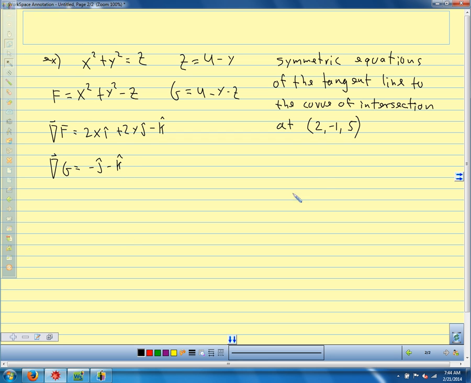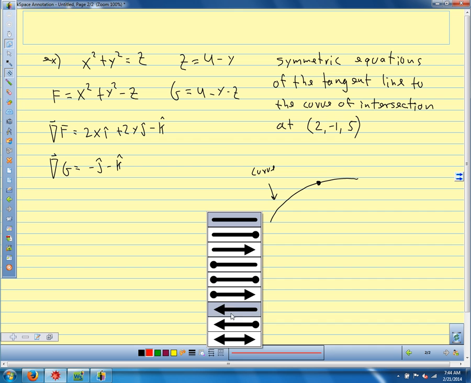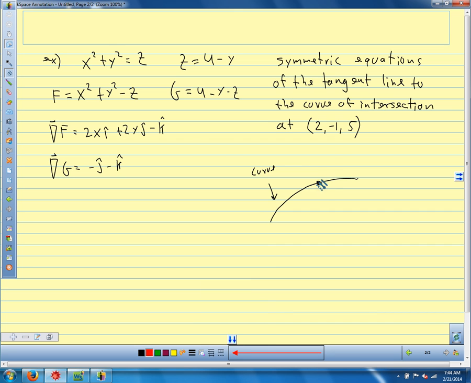All right, so here's what we have. We have this curve of intersection. So let's say this is a piece of the curve. There's the curve of intersection. And here's our point. So at this point we have these two normal vectors. I don't know exactly what they look like. We'll just draw them. So here's one. Oops. Drew it the wrong way.